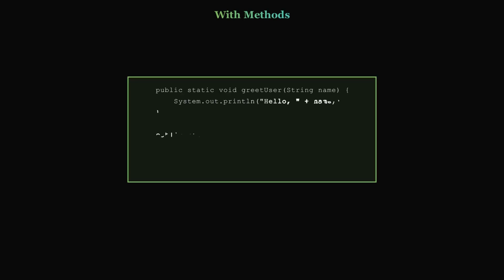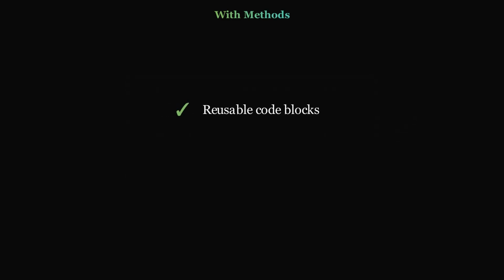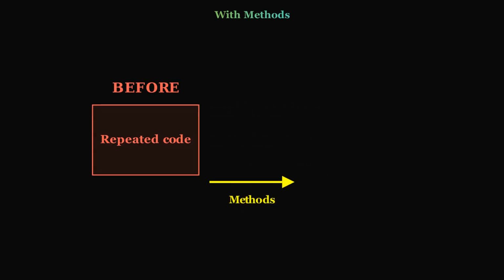Here comes the solution. Methods. Look how clean the code is now. Reusable code blocks. Reduces duplication. Easy to test and debug. Compare the difference. And that is why we use methods.